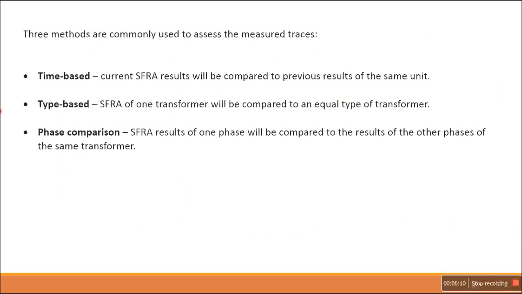Now, if we do not have a previous result, then what do we do? The first case is if we have the previous signature or the previous SFRA curve, then we compare it with that. If we do not have the previous SFRA curve, we compare it with transformers of the same type. If we do not have that also, what we can do is compare the SFRA of one phase with the SFRA of the other phases of the transformer. If there is any deviation in the signature of all the three phases, then there is definitely some type of fault inside the transformer and we should check it.